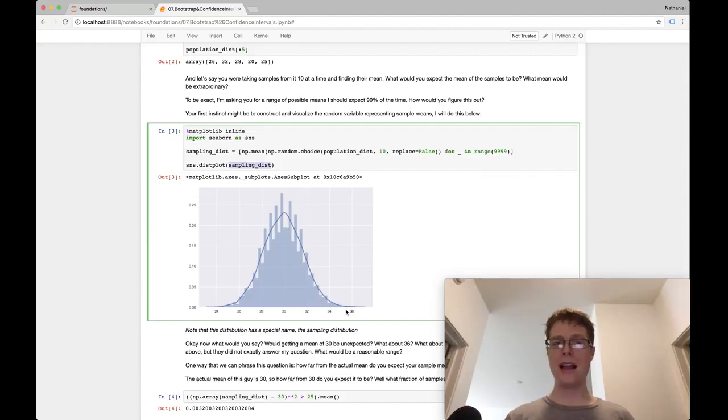So the real question that I'm asking is, what is a range of possible means that I could get from my sample that I should expect 99% of the time? Things outside of that mean might happen 1% of the time, but they're very unlikely. So let's figure this out.